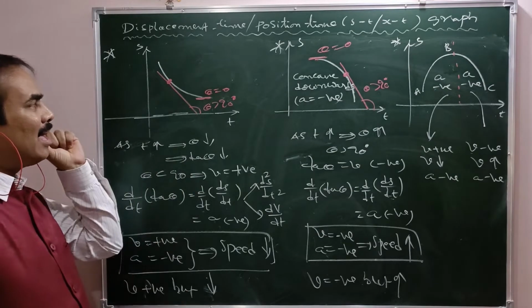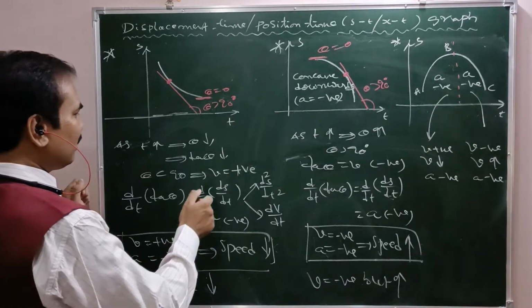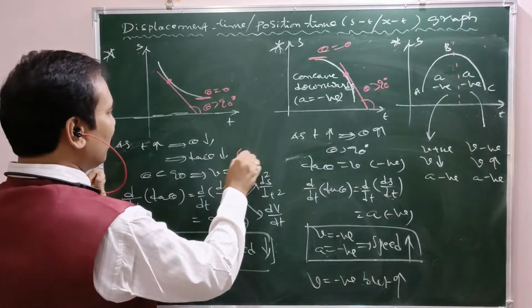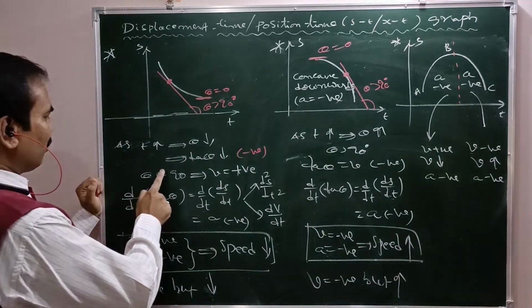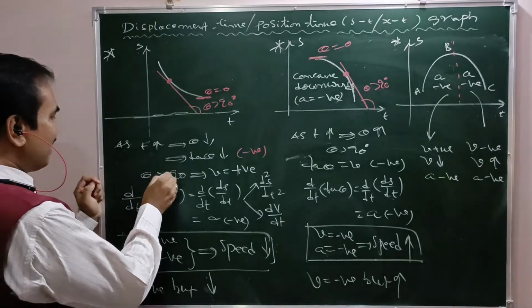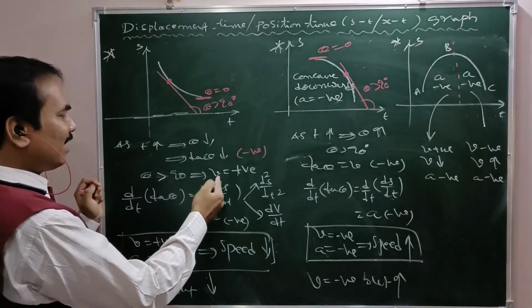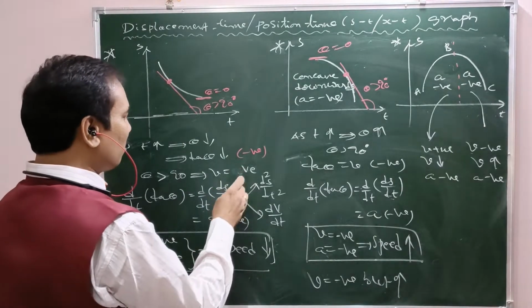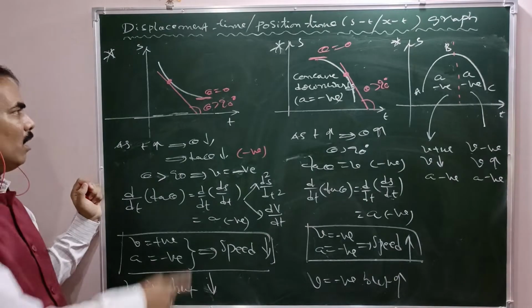Is tan theta positive or negative? Tan theta is negative, right? Theta is greater than 90 degrees here. For theta greater than 90, tan theta, that is velocity, is negative. Velocity is negative, right?